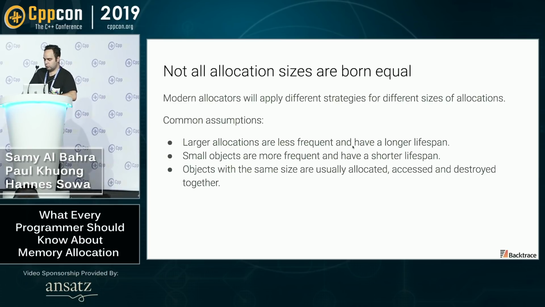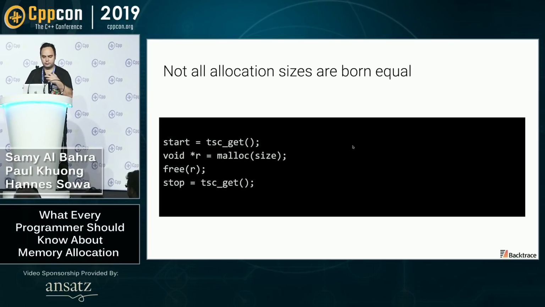So one key design principle of most general purpose memory allocators is they will have different code paths for different sizes of allocations. And this is rooted in these three common assumptions. One, larger allocations are less frequent and have a longer lifespan. Two, small objects are more frequent and have a shorter lifespan. And three, objects of the same size are usually allocated and destroyed together. The third point actually is an assumption that a subset of the popular allocators today make. The first two are pretty much universal. And let's see what this means in the real world.